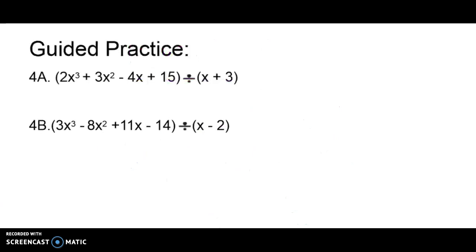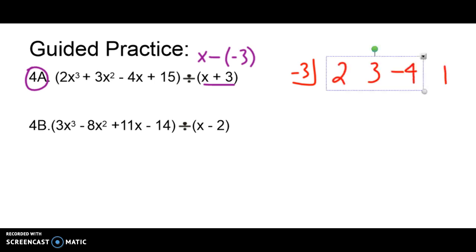So here's a guided practice problem I'd like you to try, 4a. Now the thing I want you to notice about 4a is this. Notice it's x plus 3. So we wanted to write it in the form of x minus r, so my r is actually going to be negative 3. So what happens now is I'm going to put negative 3 in the box. And then I'll put my coefficients in. And I have 2, I have 3, I have negative 4, and I have 15.